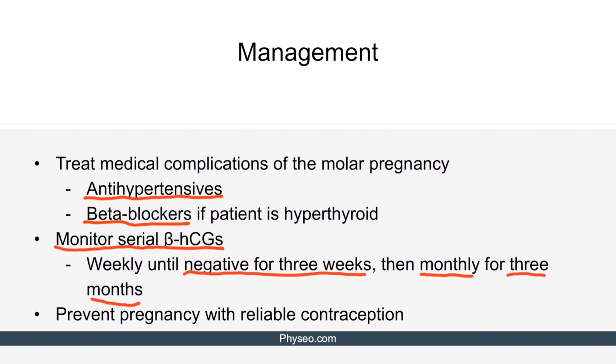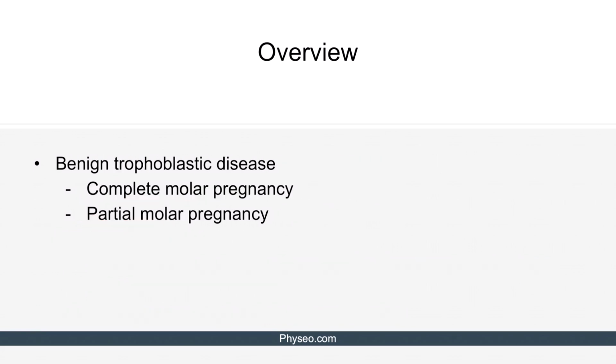The patient will also need to use reliable contraception for several months because a new pregnancy can make the interpretation of beta-HCG levels difficult. The preferred method for the patient to use would be oral contraceptive pills or a barrier method. IUDs are typically not recommended due to increased risk of hemorrhage, infection, and perforation of the uterus. All right, now that we've covered complete molar pregnancy, let's move on to discuss partial molar pregnancy.